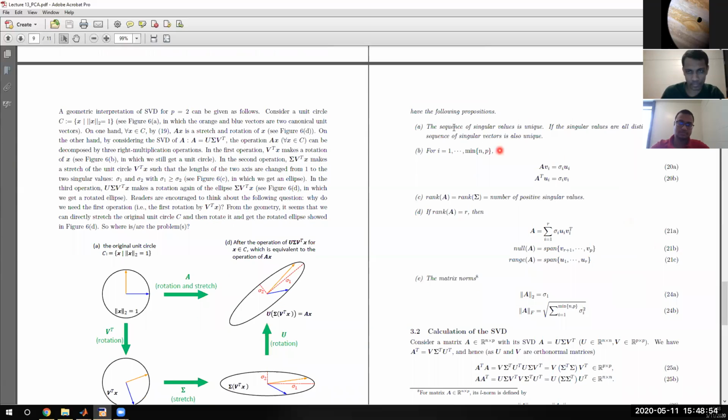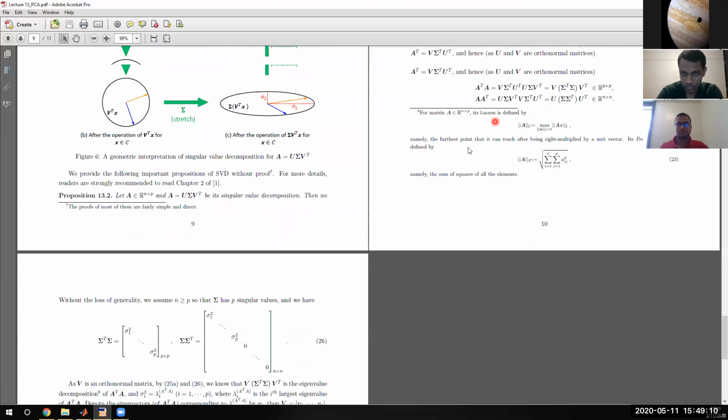The first proposition is that the sequence of singular values is unique. And if the singular values are all distinct, then the sequence of singular vectors is also unique. This is mainly in the calculation, you're going to see why.